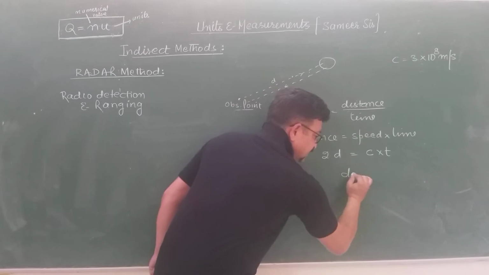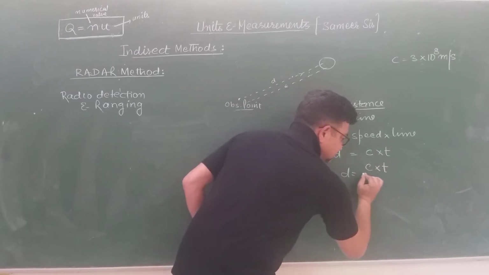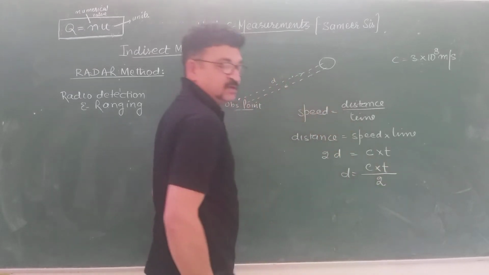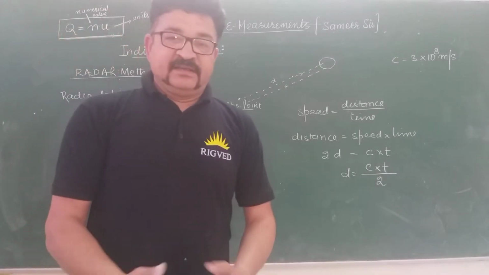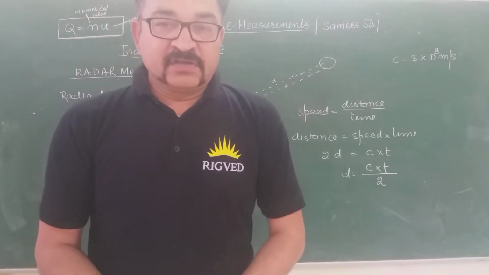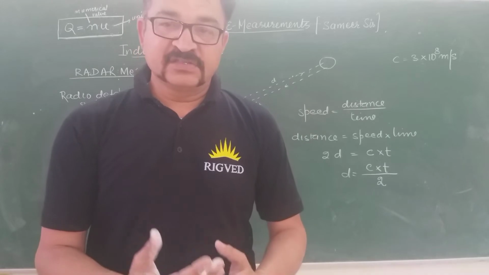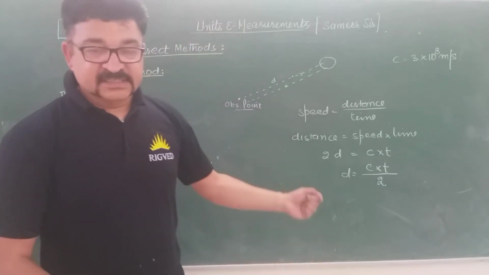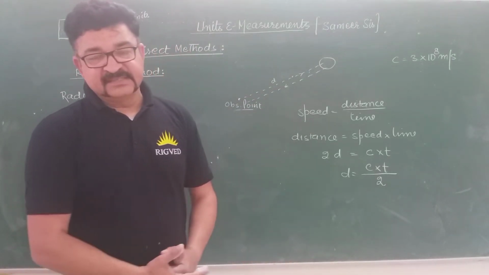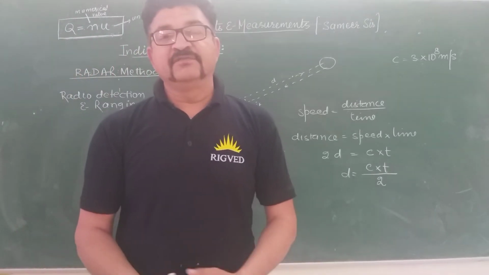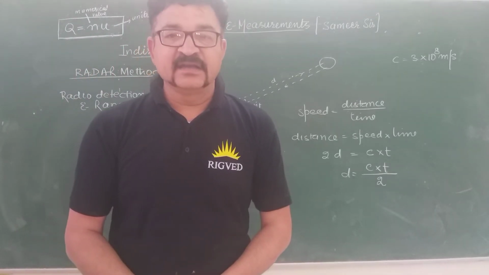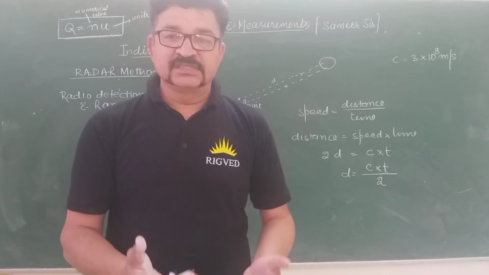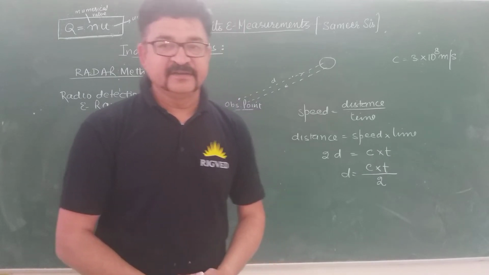So d can be easily calculated as c into t divided by 2. So what is c? This is the velocity of light, velocity of radio waves. The time we know, so if you multiply c into t divided by 2, we will get the distance of that object whose distance is to be estimated.